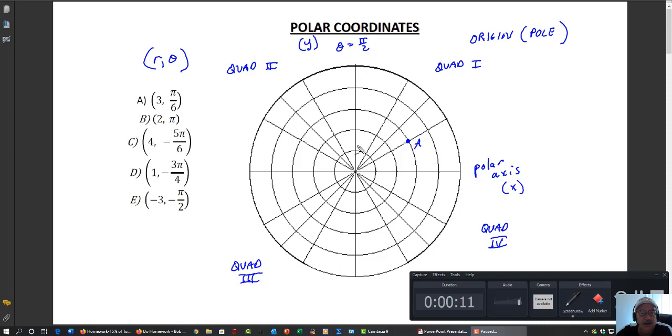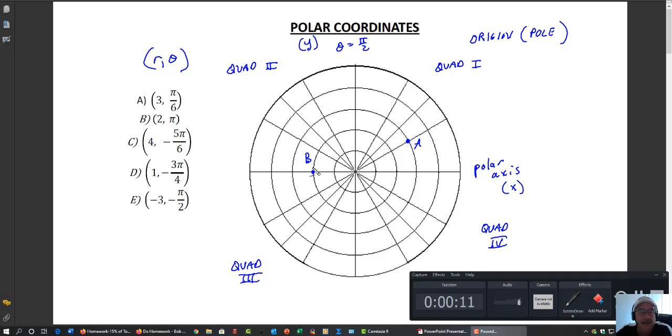All right, let's continue. Let's plot the point 2, pi. So what you do first is you know where pi is. You go where the angle's at first, and then from the pole, you go out 2 and put your point there, and we'll call that B.